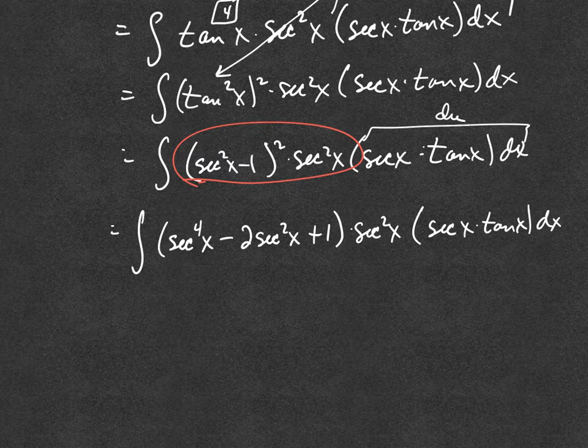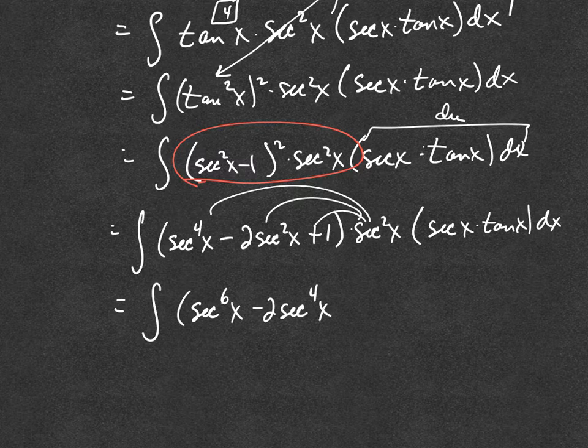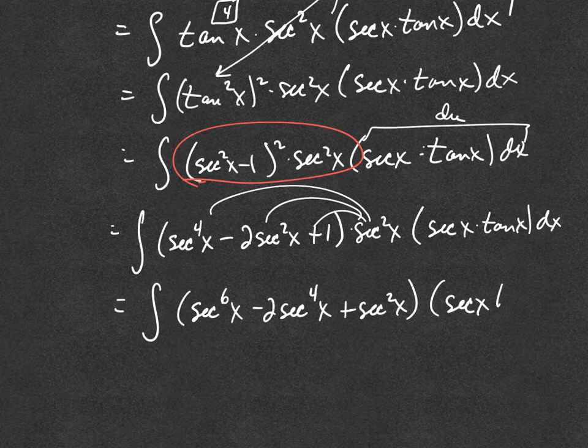And then the second simplifying step I've got to take is I've got to distribute the secant squared. Again, leaving the secant tangent in parentheses. So secant squared times secant to the fourth is secant to the sixth. Secant squared times -2 secant squared is -2 secant to the fourth. And secant squared times 1 is secant squared. Right? Looks like a horrible mess.